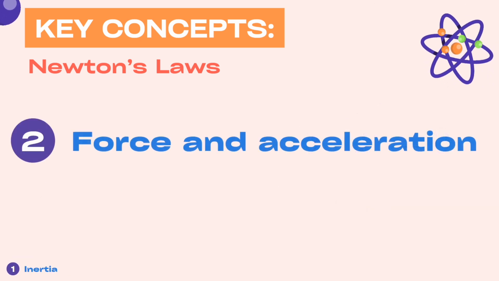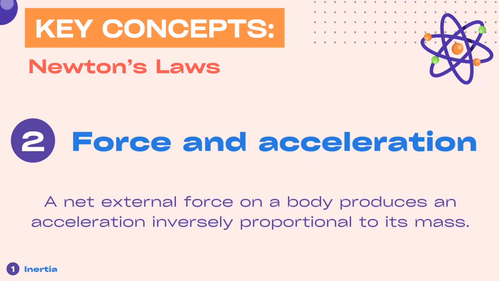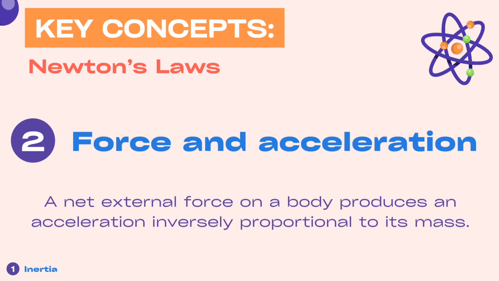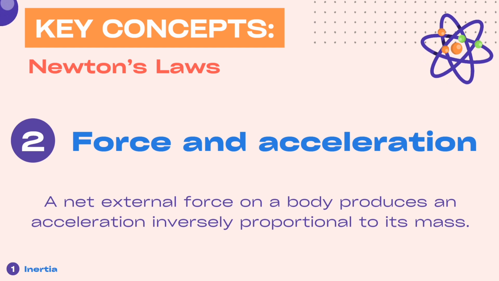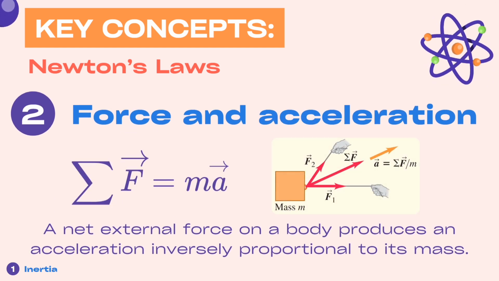Next, force and acceleration. A net external force on a body produces an acceleration inversely proportional to its mass. We know this to be the familiar F equals ma. Oftentimes, applying this law requires us to solve it for each axis we're considering the motion in. For instance, we need two equations for the x and y axes if we have two-dimensional motion.